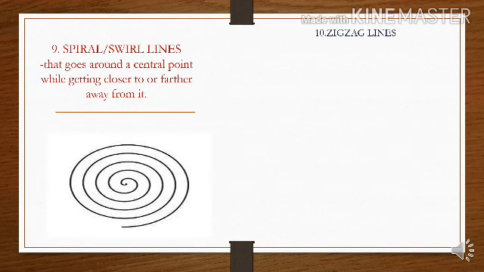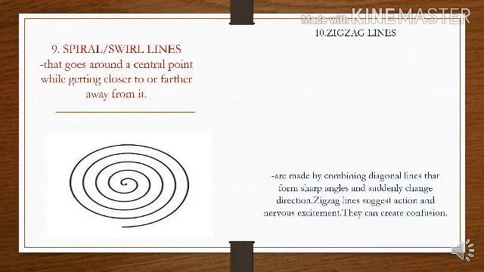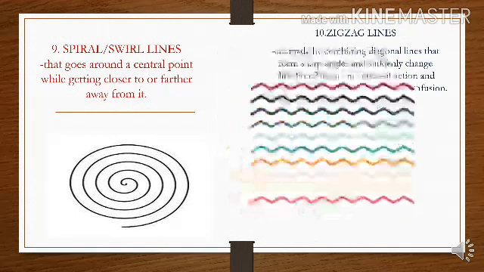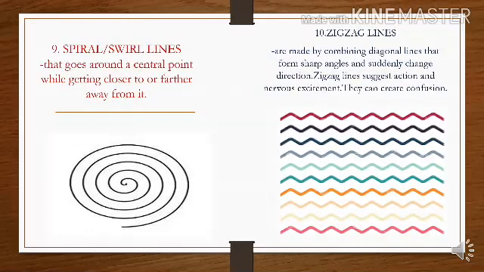Number 10. Zigzag lines. Zigzag lines are made by combining diagonal lines that form sharp angles and suddenly change direction. Zigzag lines suggest action and nervous excitement. They can create confusion. This is the best example of a zigzag line.